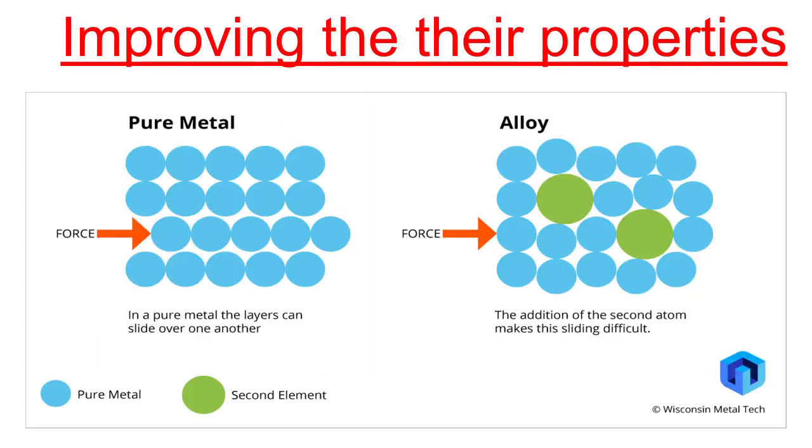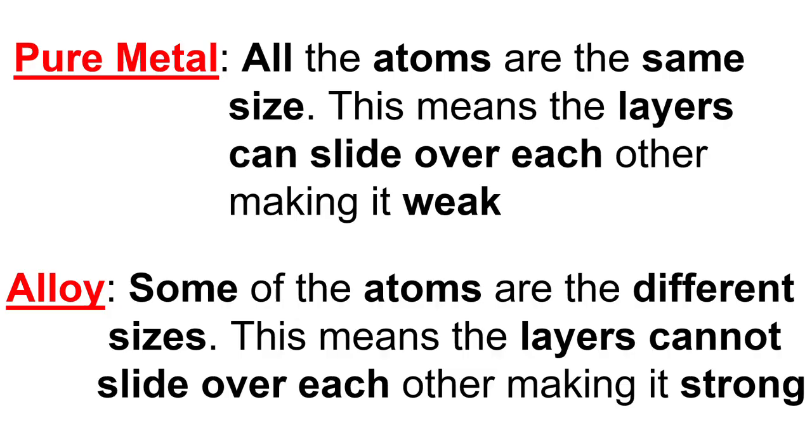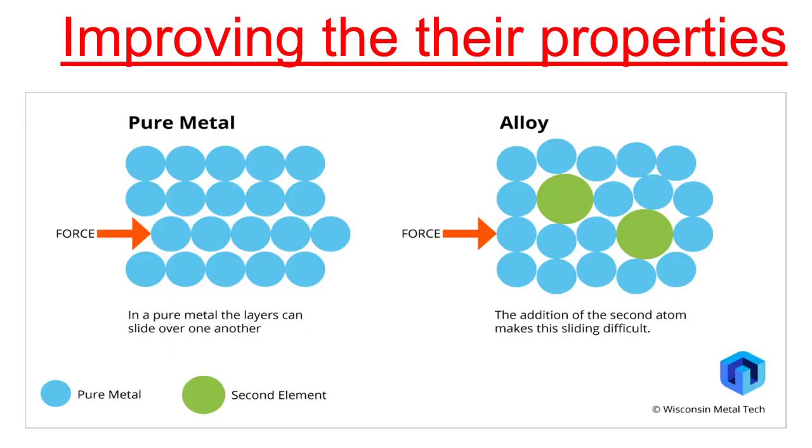Improving the properties of metals, well, pure metals tend to be soft, whereas an alloy is a mixture of a metal with a different substance. Okay, in a pure metal, all the atoms are the same size. This means the layers can slide over each other, making it weak. In an alloy, some of the atoms are different sizes. This means the layers cannot slide over each other, making it strong. And as you can see that visually there.